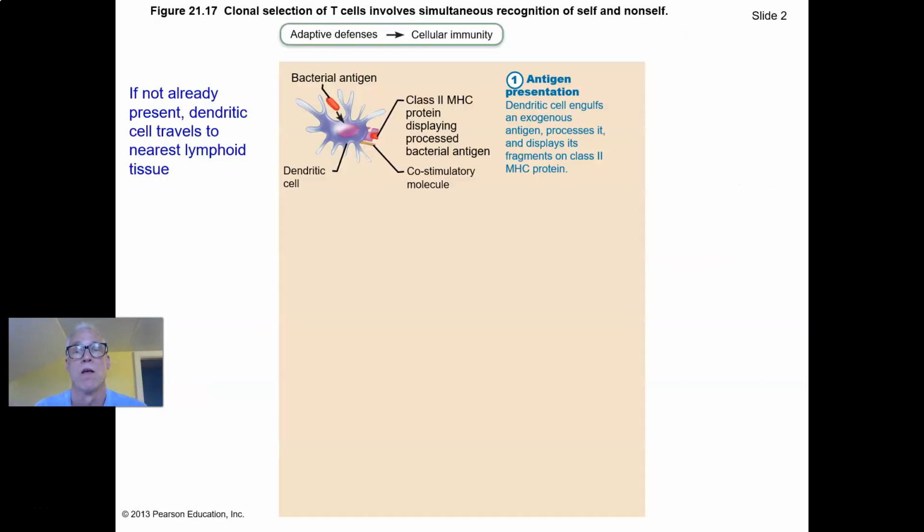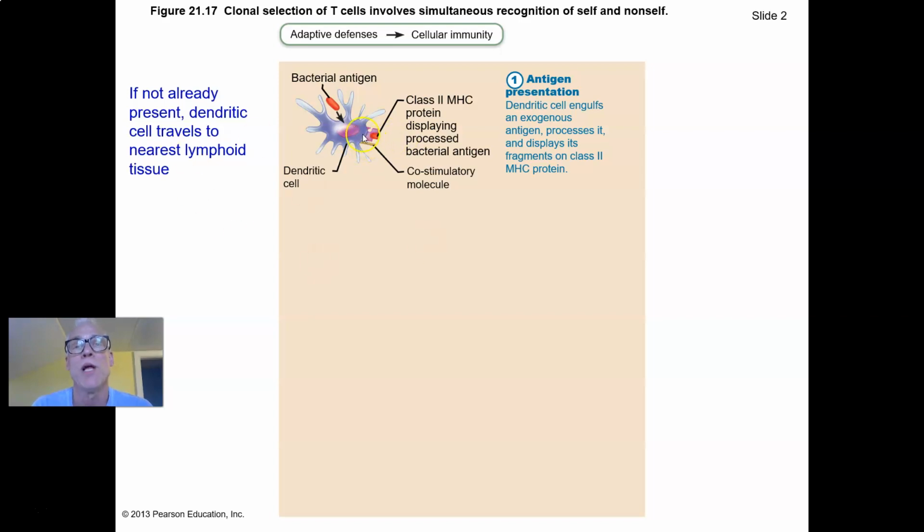So here's a little cartoon of the activation of a T cell by an antigen-presenting cell. Here's our antigen-presenting cell phagocytizing a foreign bacterium, well, all bacteria are foreign, and it's going to process or degrade it by lysosomal action and display fragments on its MHC class II.